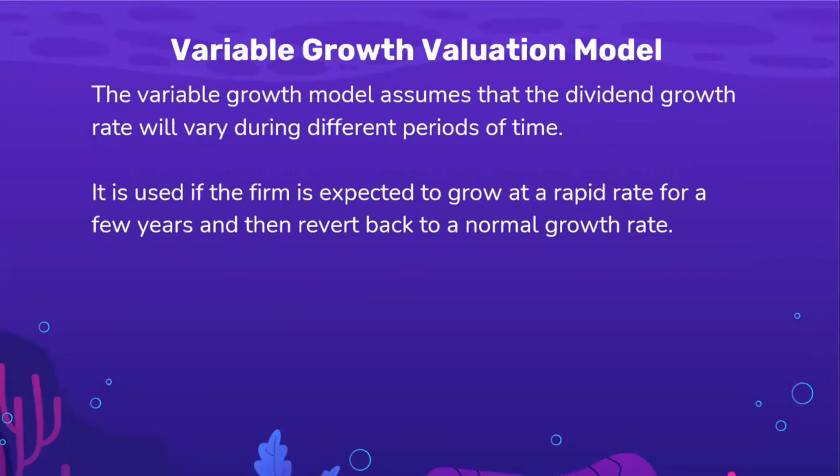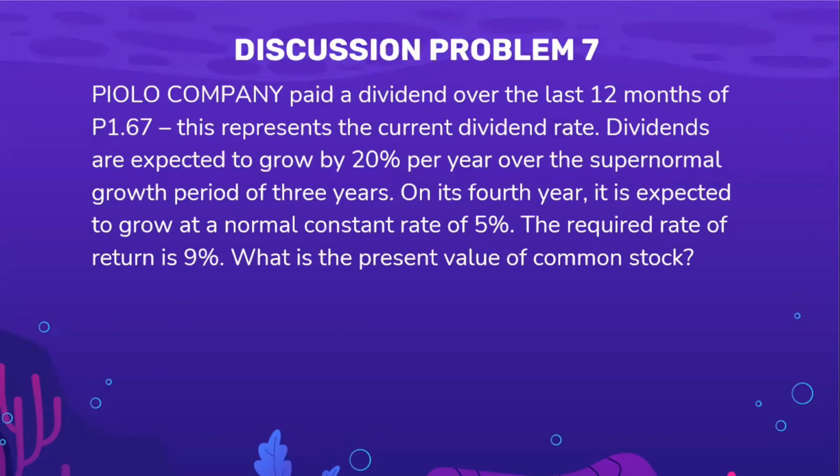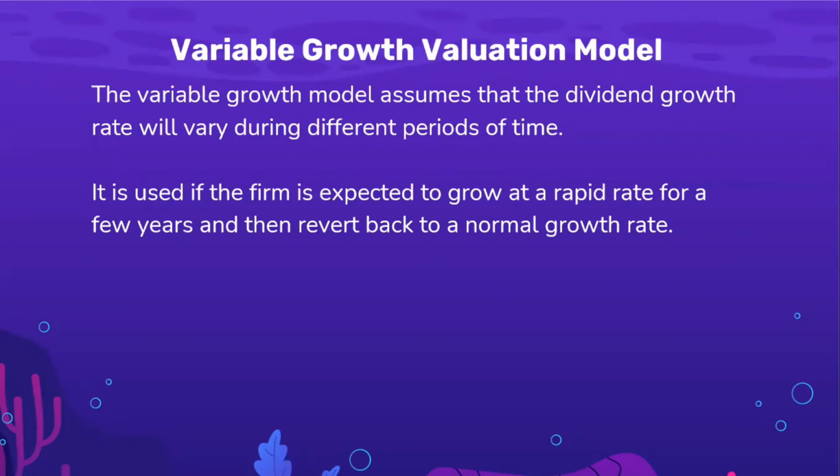Okay, so next we have the variable growth valuation model. The variable growth model assumes that the dividend growth rate will vary during different periods of time. It is used if the firm is expected to grow at a rapid rate for a few years and then revert back to a normal growth rate. That's why it's called variable, meaning it varies from time to time. So let's have discussion problem number 7 to illustrate the variable growth valuation model.